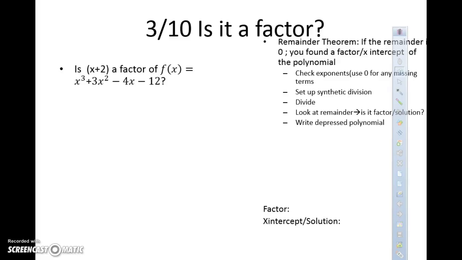Okay? And if you're still having a little bit of trouble with the algorithm of doing synthetic division, you might want to have your purple sheet handy that you got yesterday. So if you want to pull that out as a reference, you're more than welcome to do so.